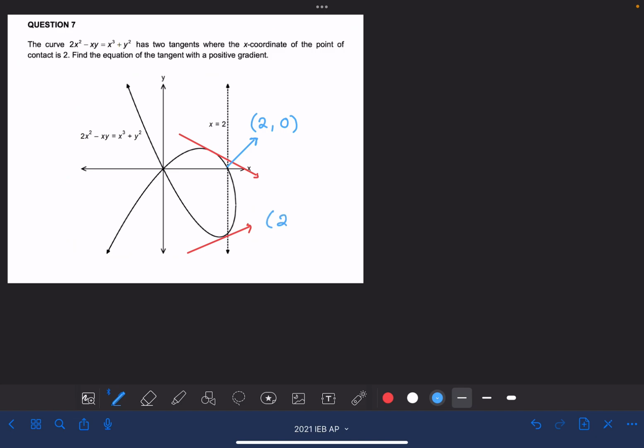We know that the point of contact is 2, some value of y. Our step-by-step procedure for this would first be to find the point of contact. So we need the point of contact, and then to use implicit differentiation to find the gradient.